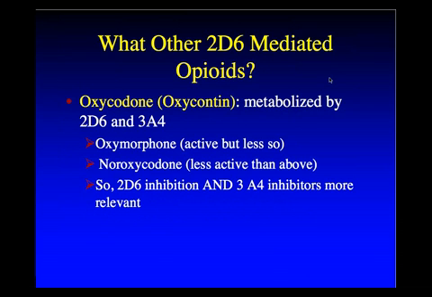What about oxycodone? Again, a very popular pain reliever. It is metabolized by 2D6 and 3A4, so remember those, when the genotyping is done. Oxymorphone is an important pain reliever. It is formed by oxycodone being metabolized by 2D6. It is not as potent as oxycodone, but certainly conversion to oxymorphone is important. Noroxycodone is less active, just like norhydrocodone in the previous slide. So the nor drugs seem to be less active or maybe not even have any activity. So with oxycodone, 2D6 inhibition and 3A4 inhibitors definitely become relevant.